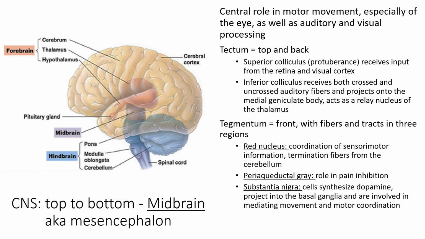The tegmentum, which is front and contains fibers and tracts in 3 different regions. It sits just in front of the cerebellum at the superior area of the pons.